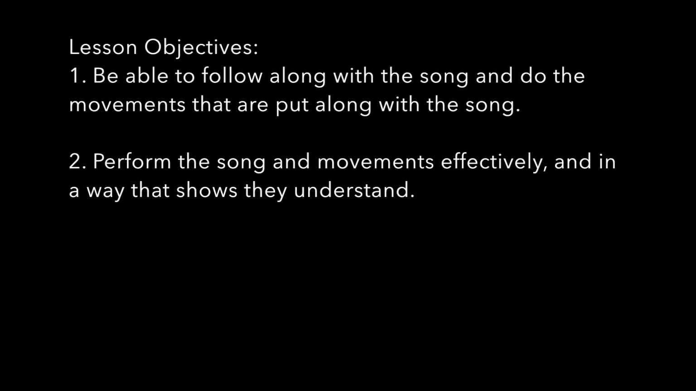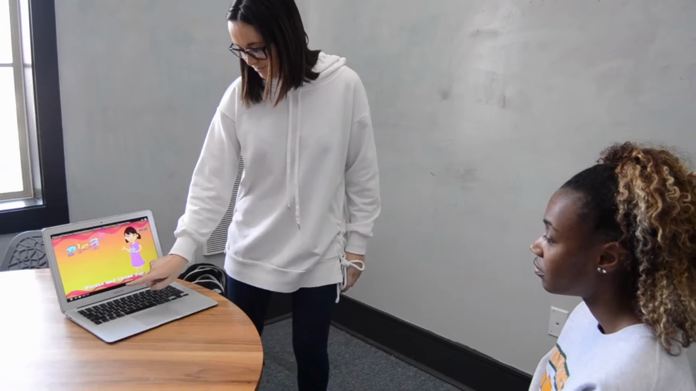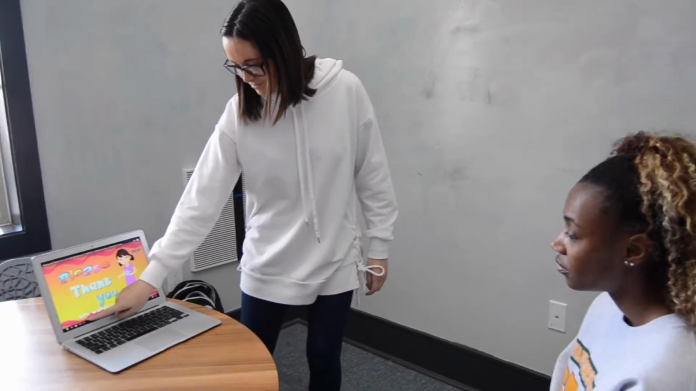Lesson objectives. 1. Be able to follow along with the song and do the movements that are put along with the song. 2. Perform the song and movements effectively and in a way that shows they understand. For this activity, all you need is your computer so that you are able to play the song.